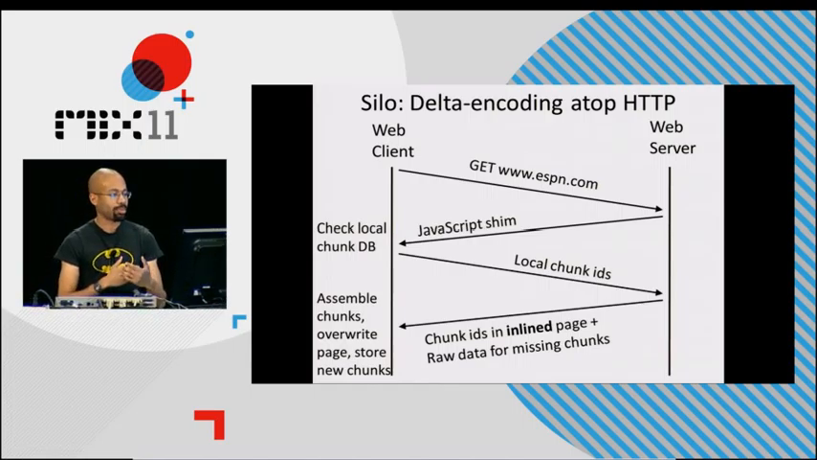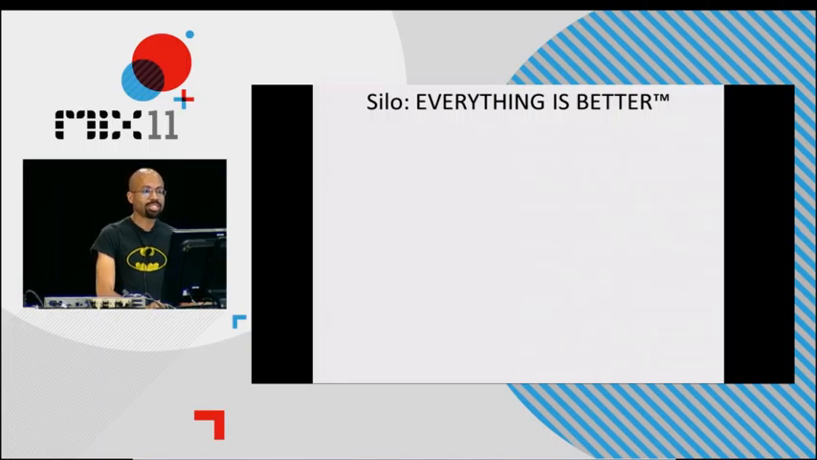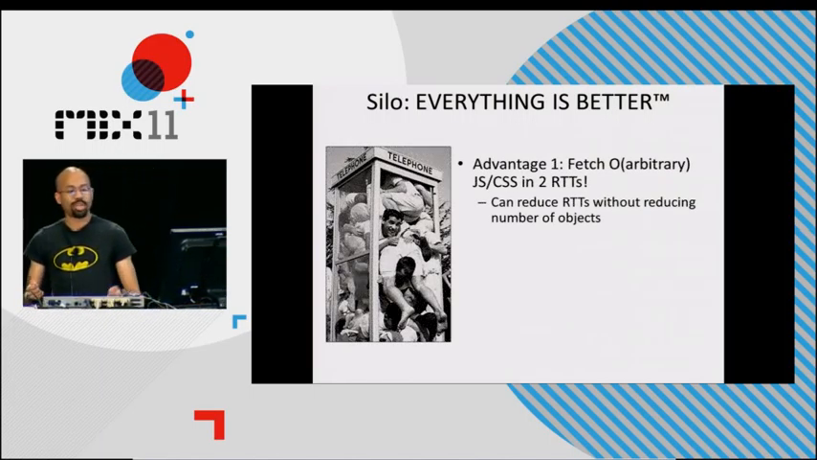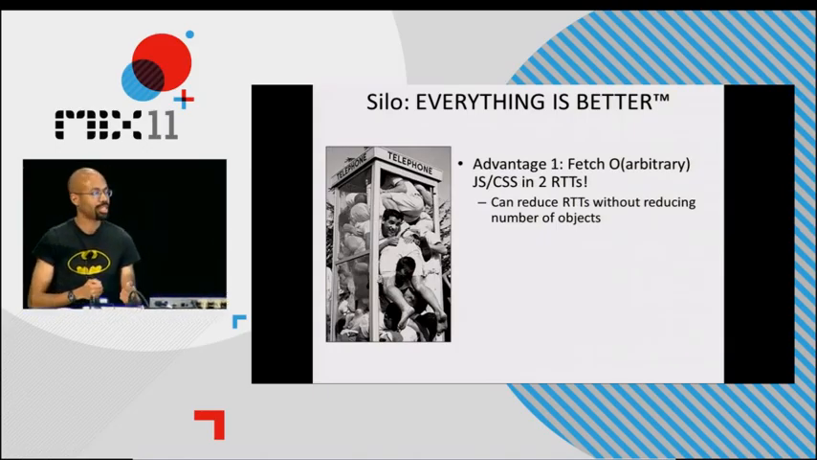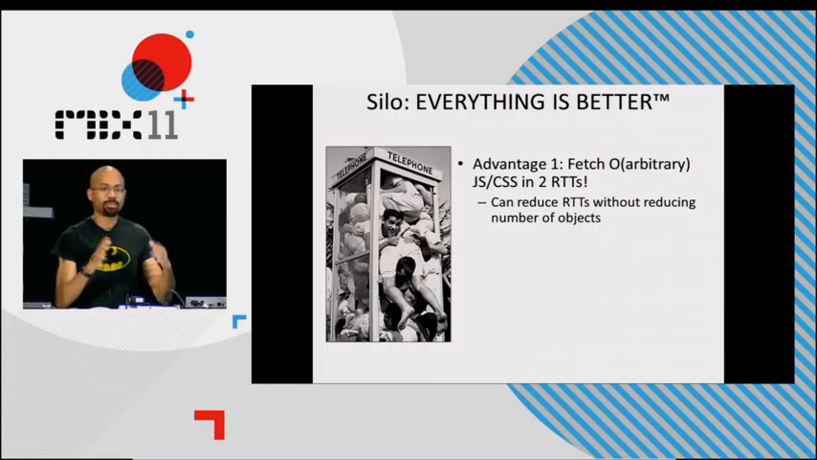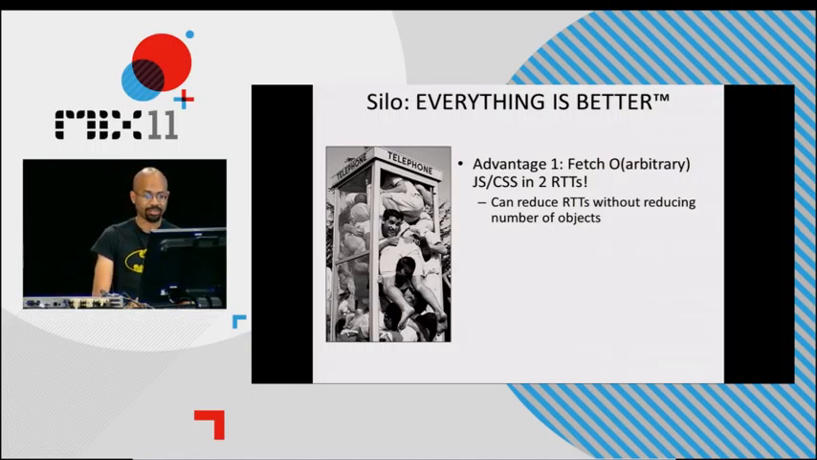It's going to overwrite the page, and then store any new chunks that came from the server. So what's the advantage of this? Well, there's a couple of advantages. First of all, using this technique, we can fetch an arbitrary number of JavaScript and CSS files in only 2 HTTP round trips, without reducing the number of objects. So that avoids the ball and cup syndrome. And I'll actually show you how we can get down to 1 RTT to fetch all this stuff.